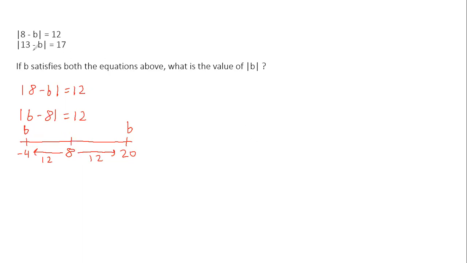Okay. Now let's decode the second modulus, which says mod 13 minus b is equal to 17. Now again guys, whether I say 13 minus b or b minus 13, that's the same thing. So till the time I have a negative sign in between, there is no problem. So how will I read it? The distance of b from 13 is 17.